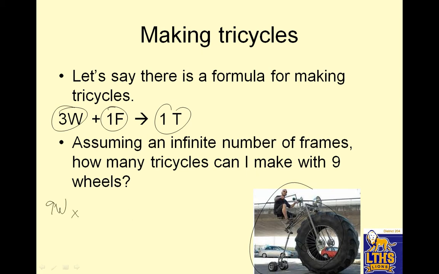Well, if I start with 9 wheels, remember I'm trying to make a relationship between these. So I hate wheels. I put wheels on the bottom, and I want to go into tricycles, right? So I need an equivalency. 3 wheels equals 1 tricycle. So I take 9 divided by 3 and I could make 3 tricycles.